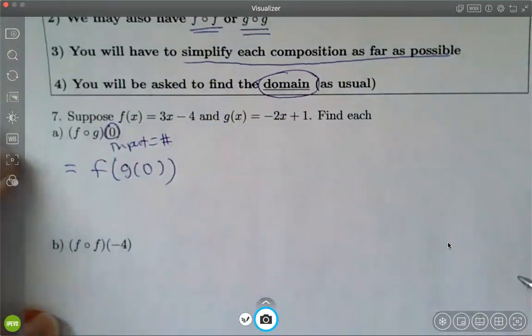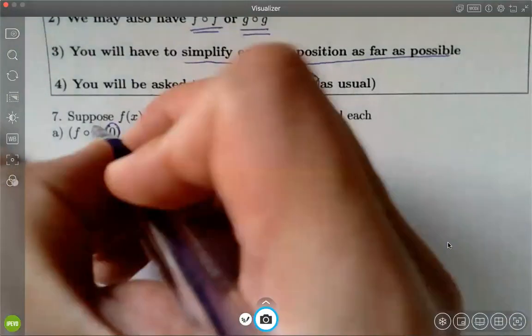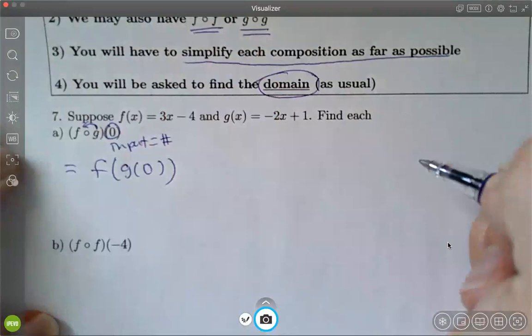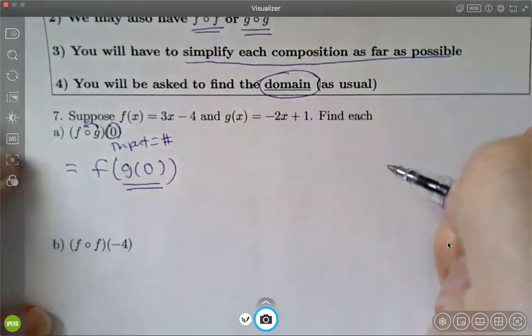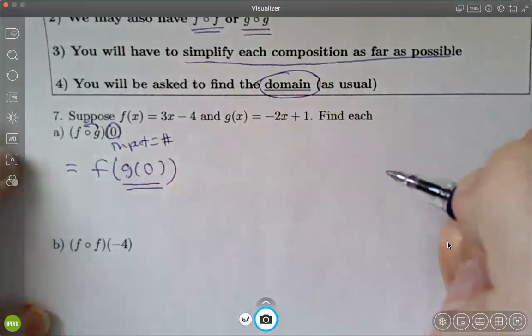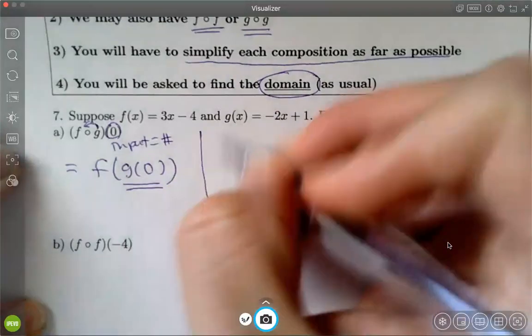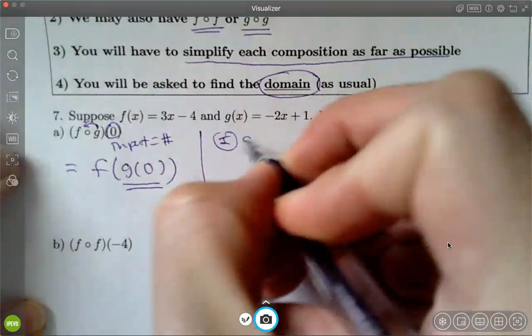Now remember, what do we do first? You always have to draw this arrow, right? So we do that first, not f. So what is g of 0? g of 0 is 1, right?